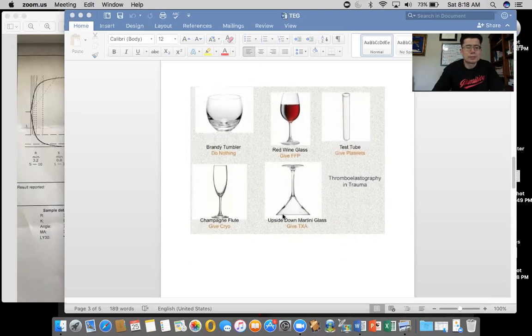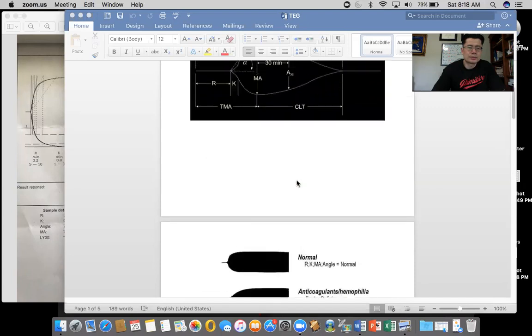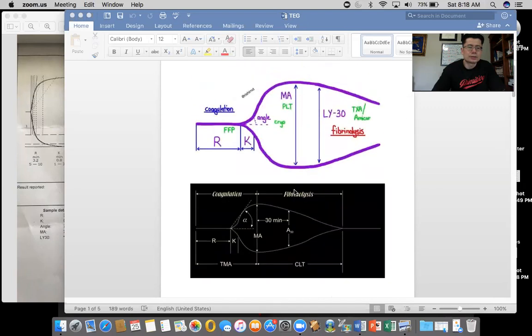And then this is an upside down martini glass. That's funny. So for this, you want to give TXA, because it looks like the clot's getting lysed in longer than usual. Look at your R. Your R is pretty prolonged there. So for R we need FFP.